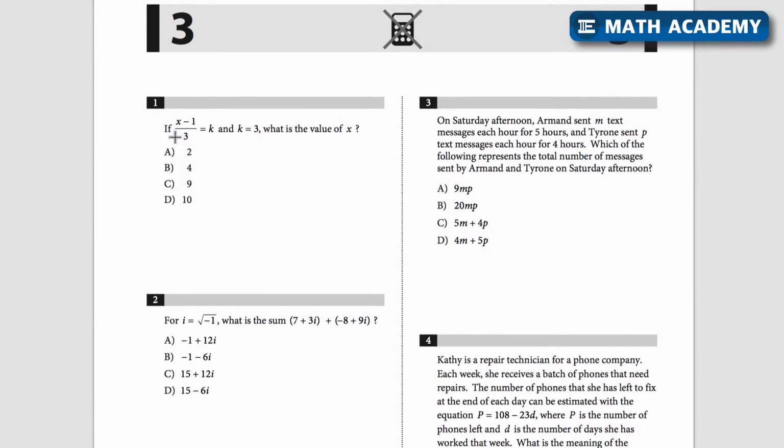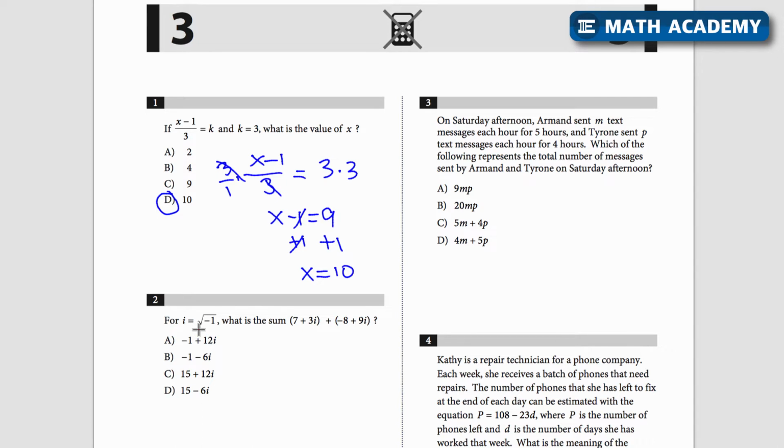Number 1. If (x minus 1) over 3 equals k, and k equals 3, what's the value of x? So we need to solve for x, and I'm going to plug in 3 for k here. So we've got x minus 1 divided by 3 is equal to k, which is 3. I want to multiply both sides by 3 to get rid of this denominator. These cancel out. So we have x minus 1 is equal to 9. And then I'll add 1 to both sides. These are gone, and x is equal to 9 plus 1, which is 10. So it looks like our answer is going to be D.